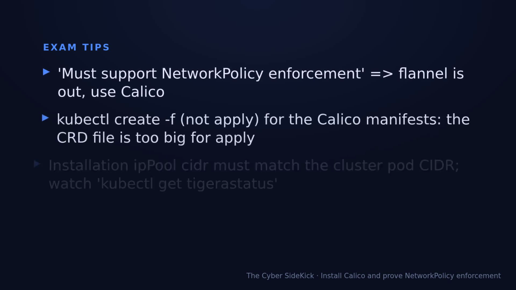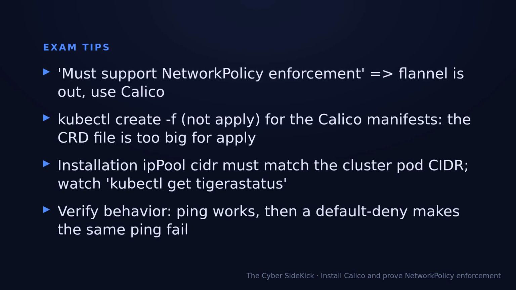A few traps. When a question says the CNI must support network policy enforcement, that one phrase eliminates Flannel. Pick Calico and move on. Use kubectl create for the Calico operator manifests, because apply chokes on the big CRD file. Check that the installation's ipPool CIDR matches the cluster pod CIDR before you create it. Then watch kubectl get tigerastatus until everything is available. And verification means behavior, not status. Prove the ping works, then prove a default deny breaks the same ping.